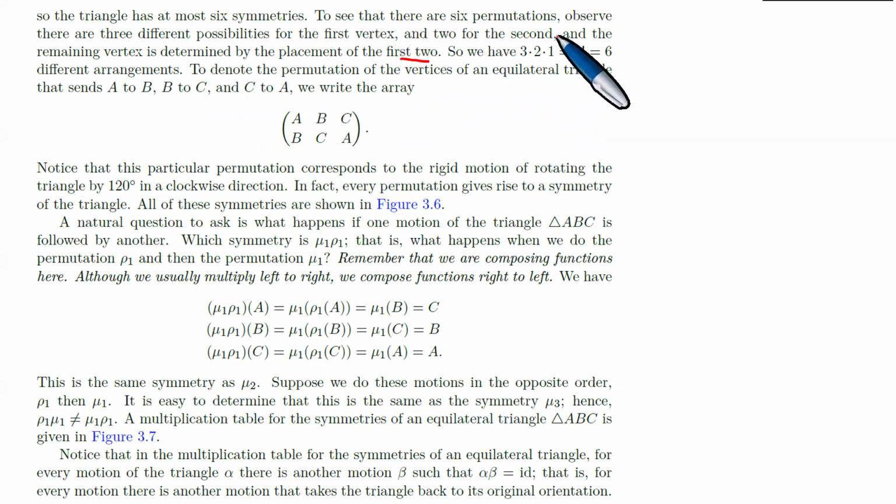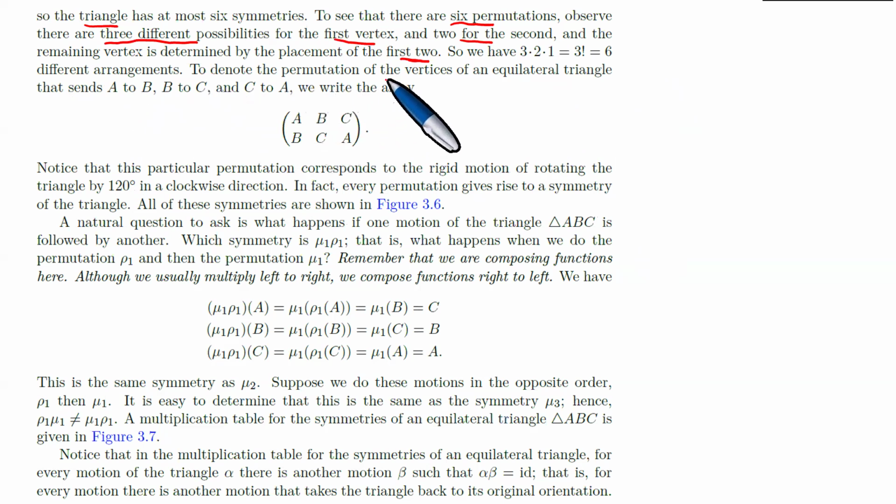How do we see that there are 6 permutations of a triangle? Observe that there are 3 different possibilities for the first vertex, and 2 for the second, and the remaining vertex is determined by the placement of the first 2. So in other words, there are 3 times 2 times 1, which is 3 factorial, which is 6 different arrangements. We're going to spend a bit more time on this.